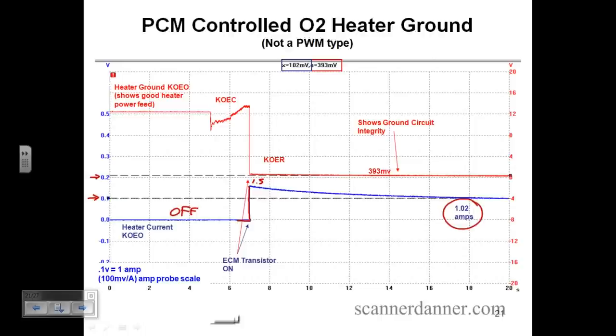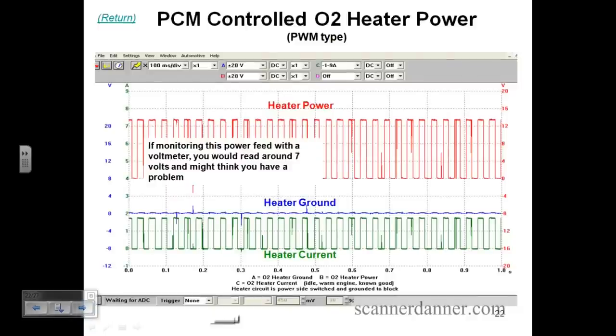As opposed to one that's pulse width modulated, we're going to see something like this: the heater current, this green trace, is the current flow on this. And you see the mirror image of the voltage trace, which is the heater power. This is a pulse width modulated O2 heater circuit. So you see the two different ones that we're looking for. On the 07 Nissan, I don't need to go dig up information yet. I can just put an amp probe on this thing and roll with it. Let's see what we got. All right, so let's go to the car.